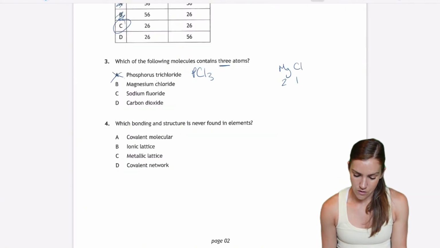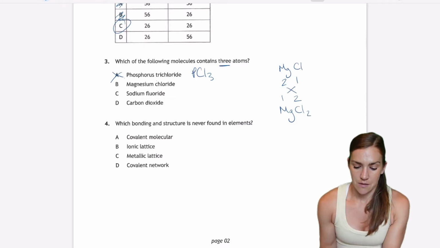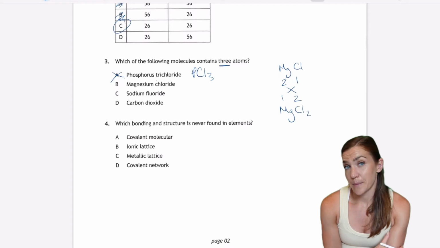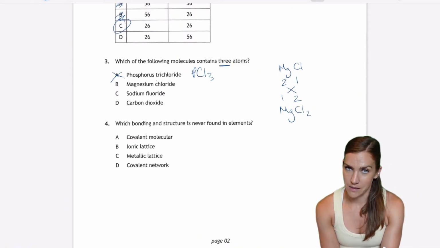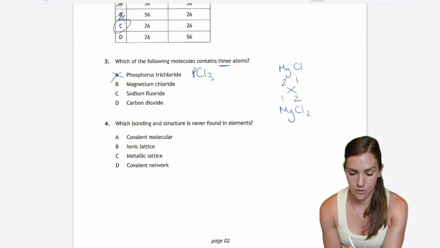So we've got our valencies 2 and 1. We swap them over, that's 1 and 2, which means there's 1 magnesium and 2 chlorines, or chlorides. Now, 1 magnesium and 2 chlorines is 3 atoms, so that's a potential answer, but we're going to come back to that in a minute. Then we've got C, sodium fluoride. Again, there's no prefixes there, so we need to do our valencies.